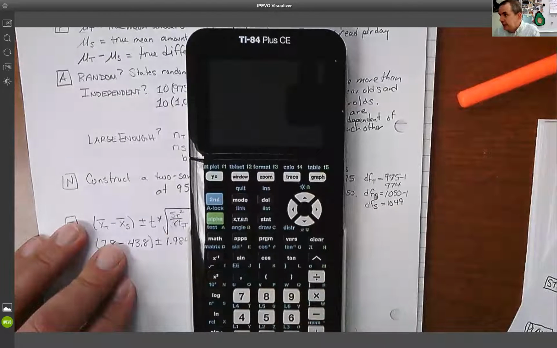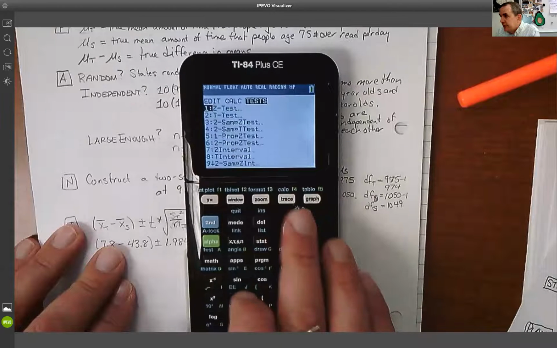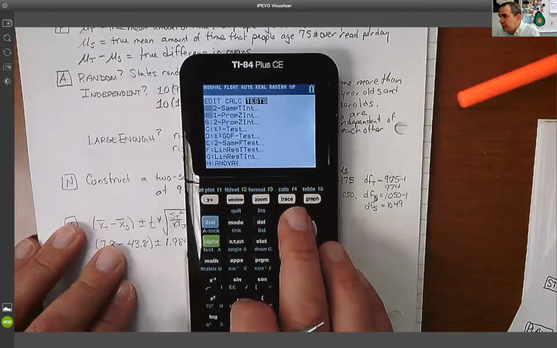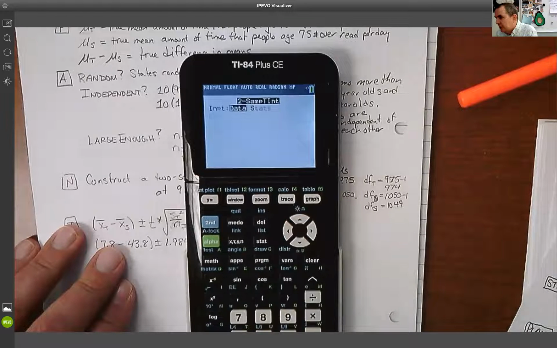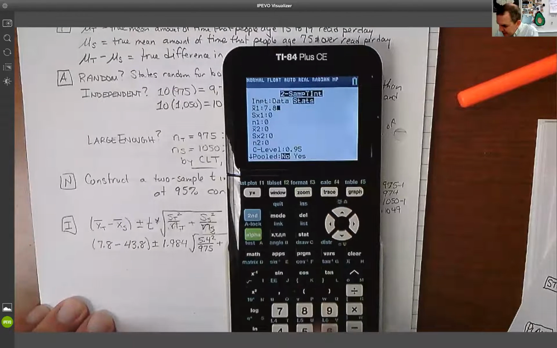The way I'm going to do it in my calculator is I'm going to do stat. I'm going to do tests. What I'm going to do is go to number 0, which is 2 sample t interval. I'm going to put in the stats. In this case, the stats are my first mean, 7.8. My first standard deviation, 5.4. My first sample size, 975. My second mean, 43.8. My second standard deviation for the older folks, 35.5, and then my sample size, 1050.